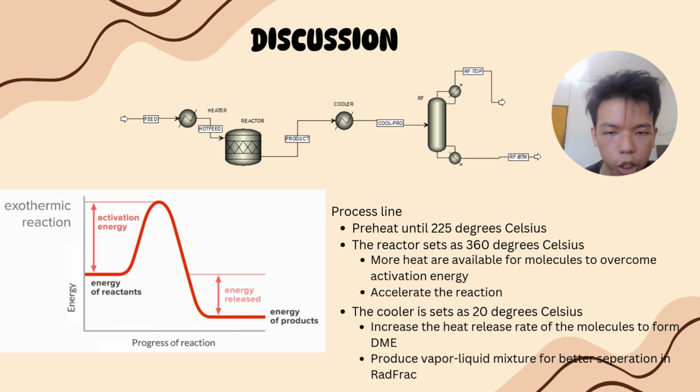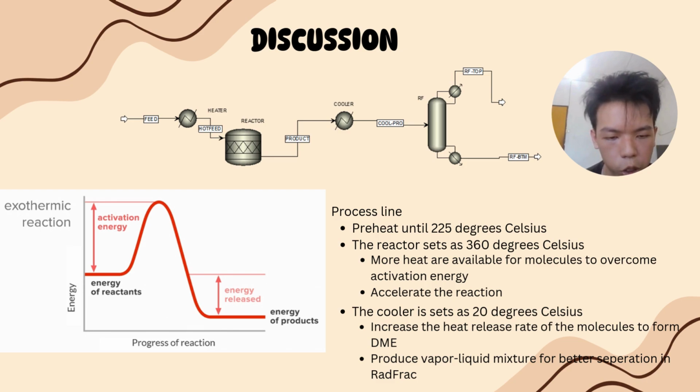Next, another function of the cooler is to produce a vapor liquid mixture for better separation in the RadFrac. For information, the boiling point of DME is negative 24 degrees Celsius, which means that it will always remain in the gas state, whereas at 20 degrees Celsius, the water will remain in its liquid state. So the liquid and vapor mixture is better for the separation process in the RadFrac.